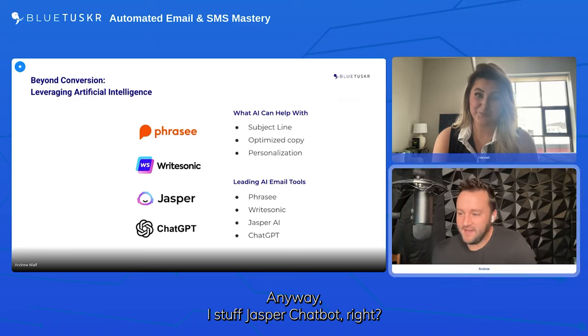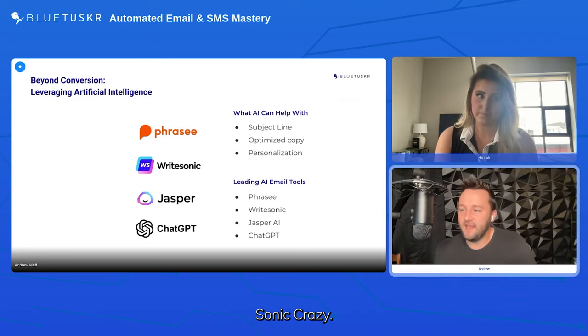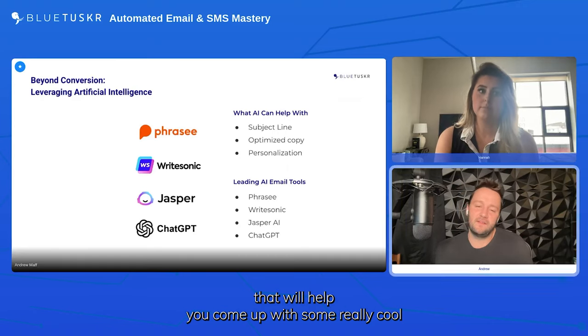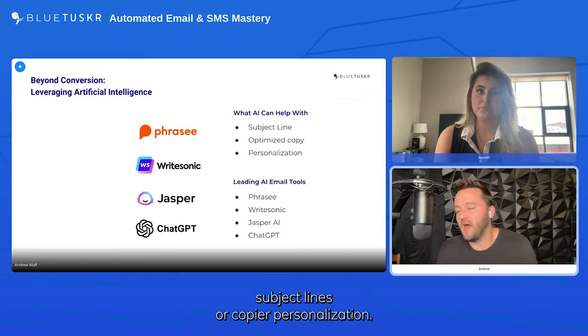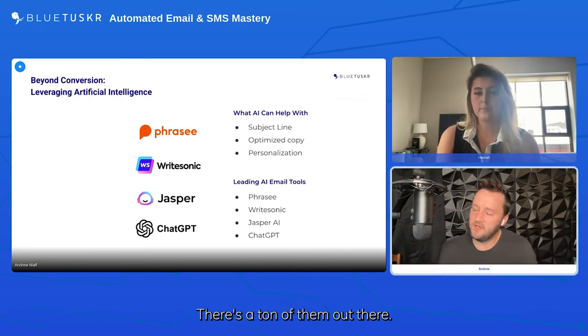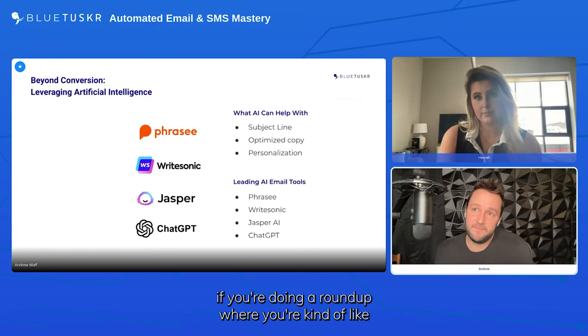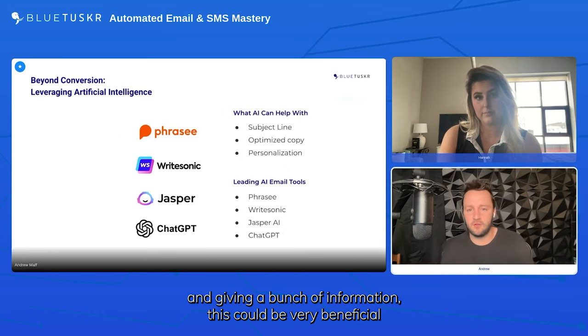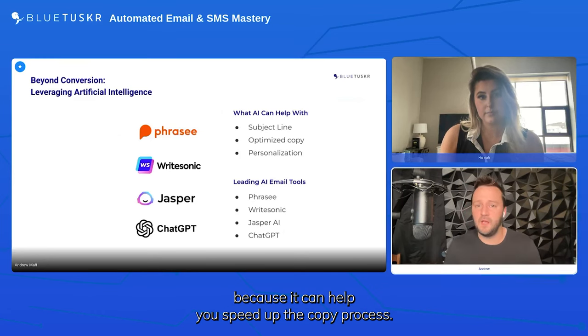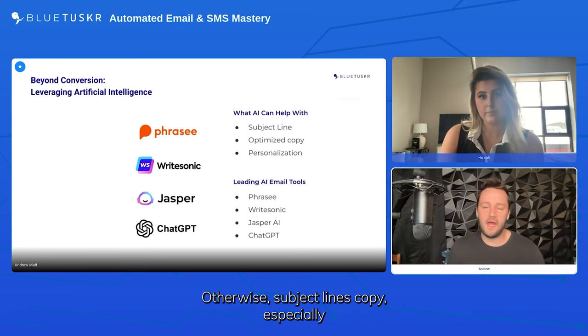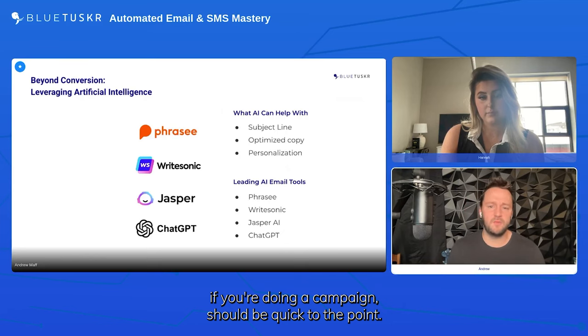Anyway, AI stuff: Jasper, ChatGPT, WriteSonic, Phrasy. There's a ton of stuff out there that will help you come up with some really cool subject lines or copy or personalization. Honestly, from an email marketing perspective, if you're doing a roundup where you're taking an article or several articles and giving a bunch of information, this could be very beneficial because it can help you speed up the copy process. Otherwise, subject lines and copy, especially if you're doing a campaign, should be quick and to the point.